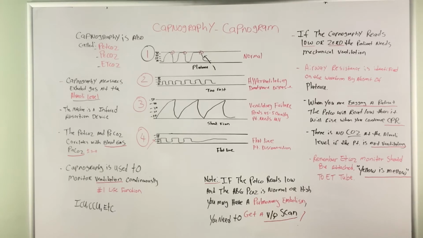Graph number 2 is a small waveform with a run, meaning there's 1, 2, 3, 4, 5, 6, because the capnogram is running a little too fast. This represents hyperventilation or dead space disease. It's too fast, and you should recognize it for the exam.